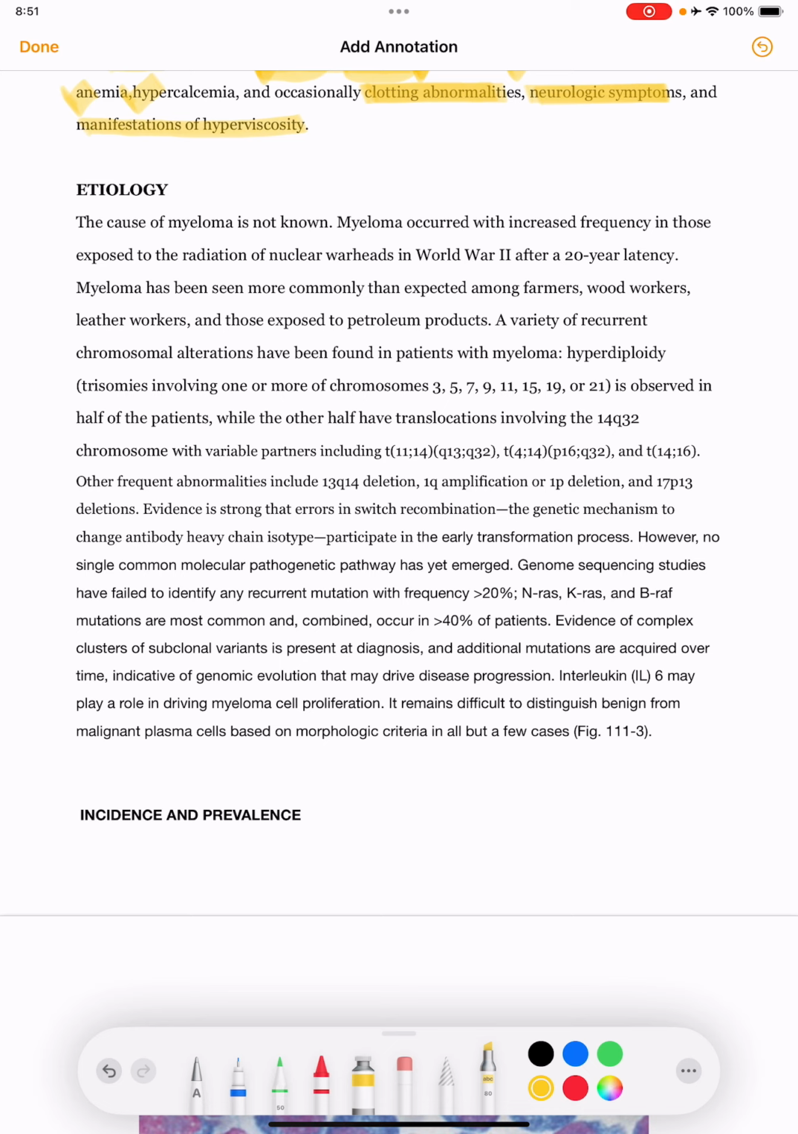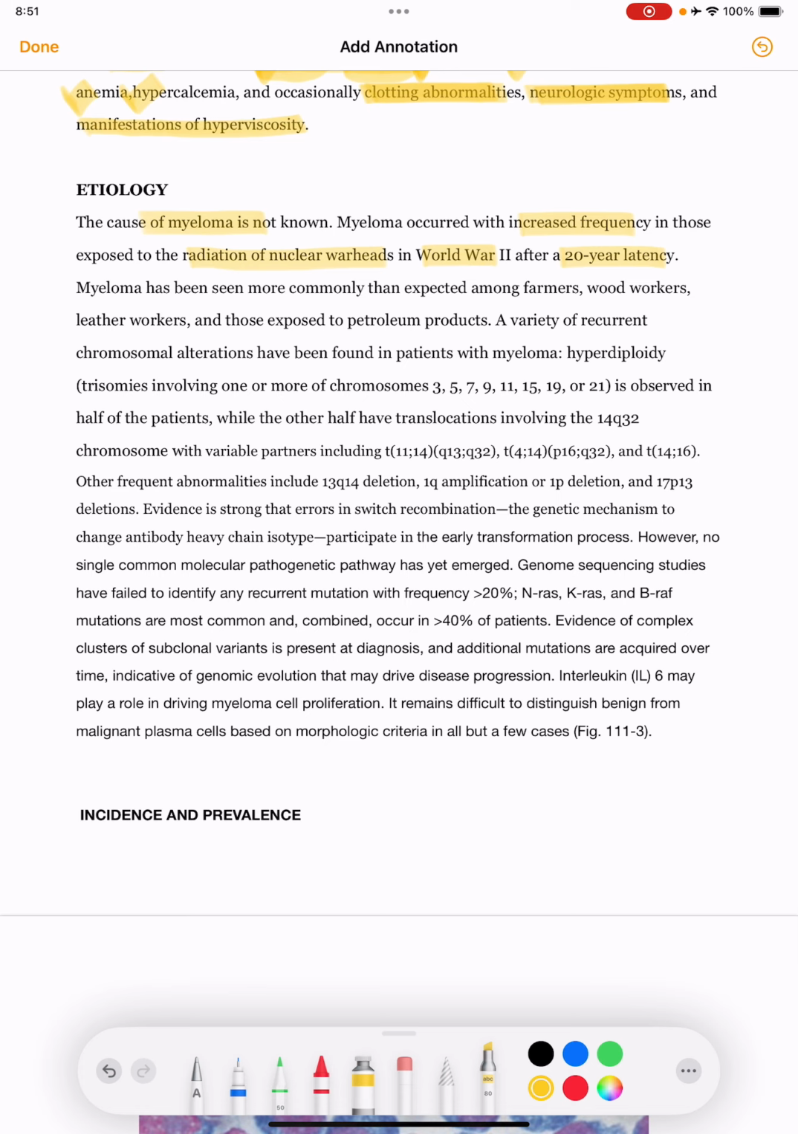Etiology. The cause of myeloma is not known. Myeloma occurred with increased frequency in those exposed to the radiation of nuclear warheads in World War II, after a 20-year latency. So after a 20-year latency, they developed this myeloma.